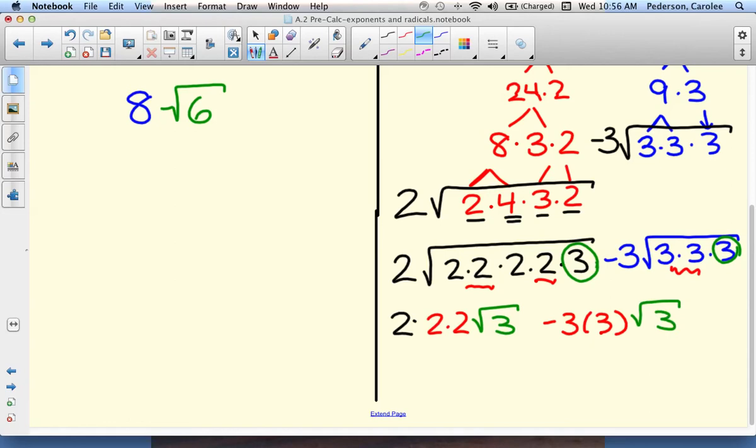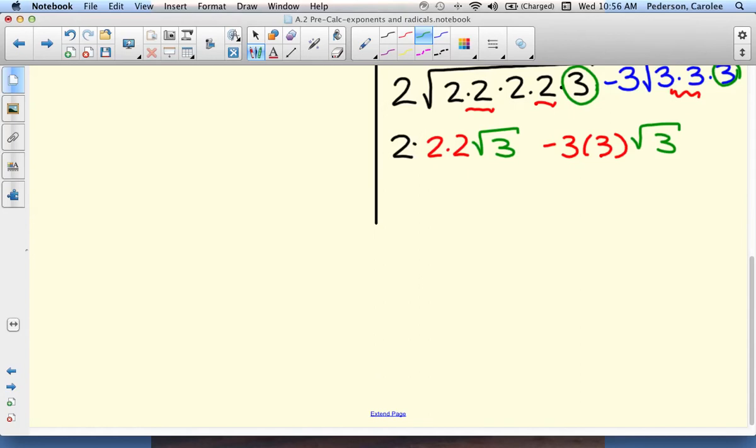Now I'm going to multiply those 2, 2, and 2 together. That is 8, and then I have the square root of 3 left. Then multiply the 3 and negative 3 as negative 9, and then square root of 3.